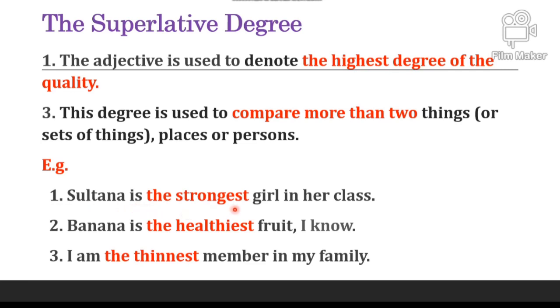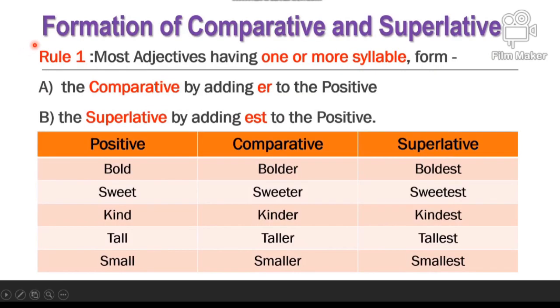Sultana is the strongest girl in her class. Here, strongest denotes the highest degree of quality. Banana is the healthiest fruit I know. I am the thinnest member in my family. Here, thinnest, healthiest, these are the highest degree of quality. Let us see how we can form comparative and superlative adjectives.